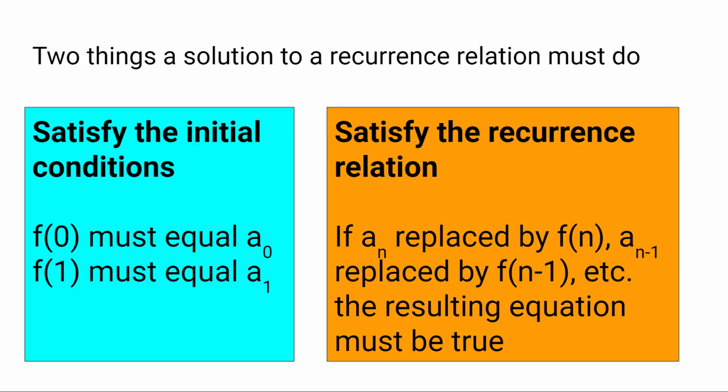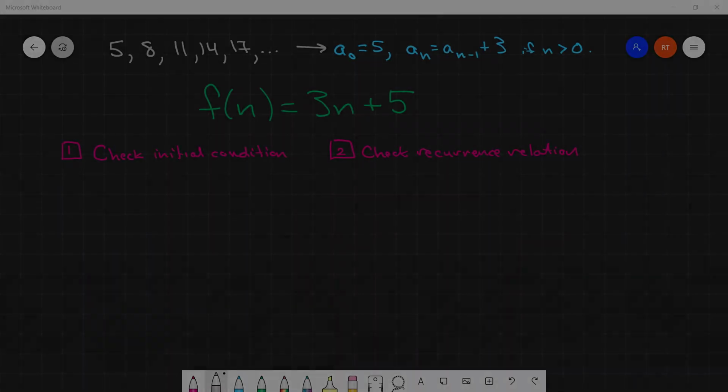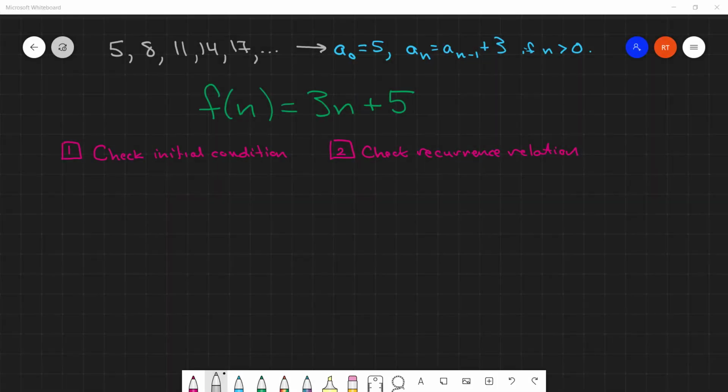And if the function starts off the same way as the recurrence relation does, and then obeys the same recursion as the recurrence relation does, then this will prove that all the terms, even the ones yet to be generated, will agree. Let's look at an example with a very simple recurrence relation. This comes from the sequence 5, 8, 11, 14, 17, and so on that we saw in an earlier video. This is an arithmetic sequence, and its recursive definition would have initial condition a0 equals 5, and for n bigger than 0, a sub n equals a sub n minus 1 plus 3.